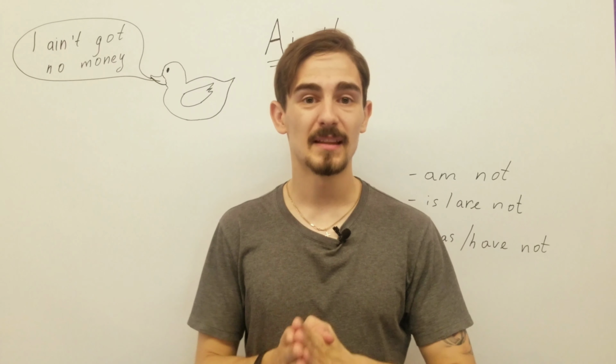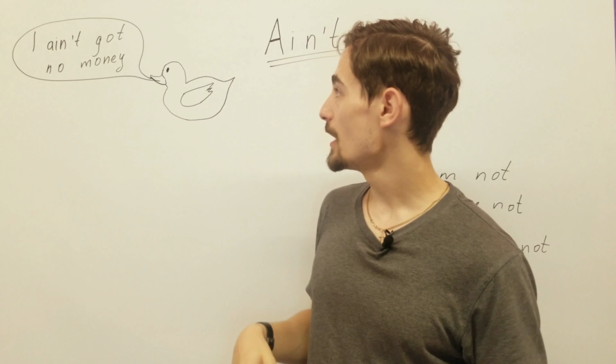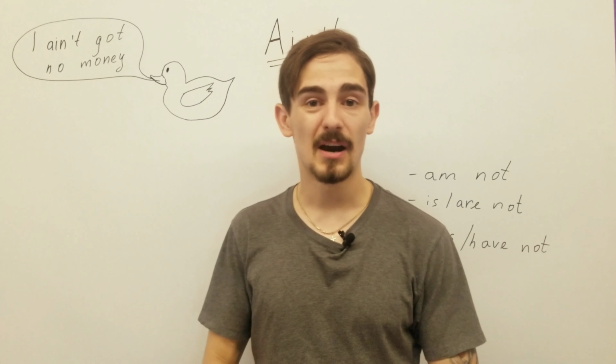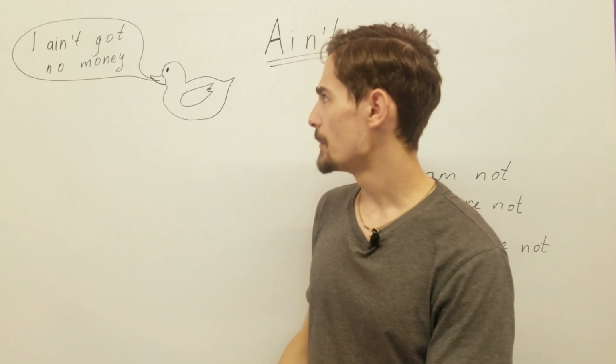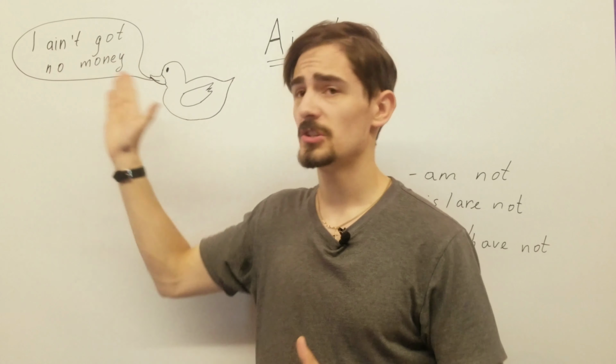First of all, let's ask our pal Bob if he knows how to use that. So, hey Bob, do you know how to use the ain't contraction? Yeah, okay, cool. He says he knows. And now let's ask him a question. So Bob, do you have any money? And he is answering, I ain't got no money.